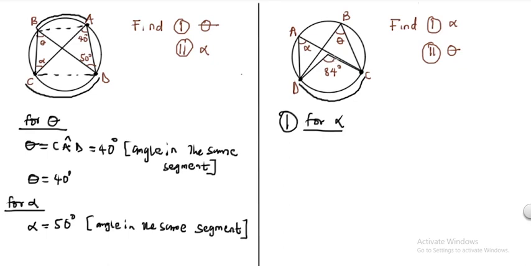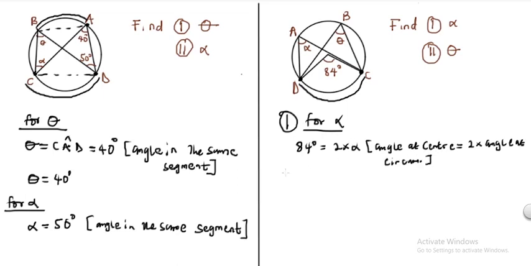It also creates the angle at the center. Okay, so we can use the theorem we know before. We know that angle at center is 2 times angle at circumference. So what this tells us is that 84 degrees, which is the angle at center, is equal to 2 times alpha. The reason for this is angle at center is equal to 2 times angle at circumference. So for alpha here, we can say alpha is equal to 84 divided by 2. So 84 divided by 2 is 42 degrees.